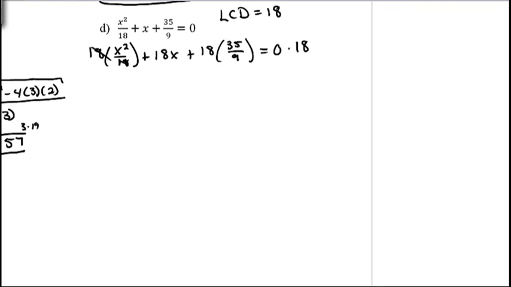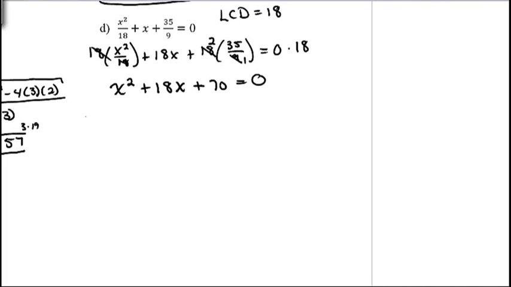Okay, so these 18s cancel and we're left with x squared. And then we have plus 18x in the middle. So again, don't forget to multiply this x in the middle by the 18. And then plus, when we multiply 35/9 by 18, 9 goes into itself once and into 18 twice, so that gives you 70. And 0 times 18 is still 0.